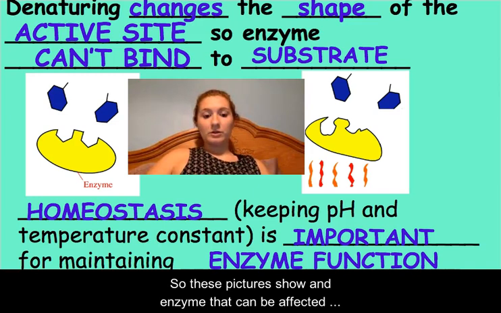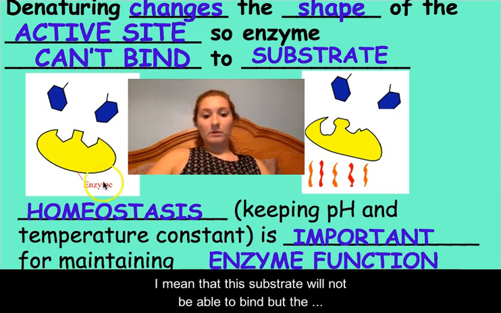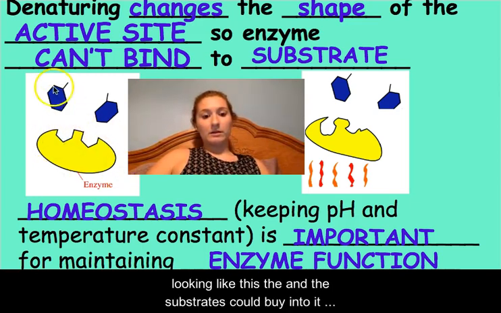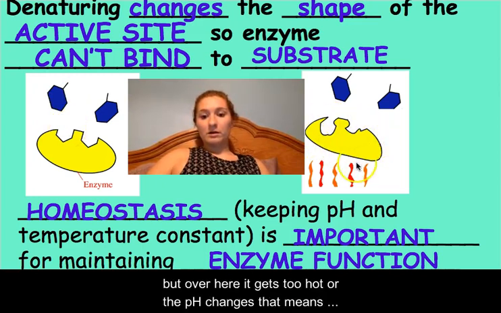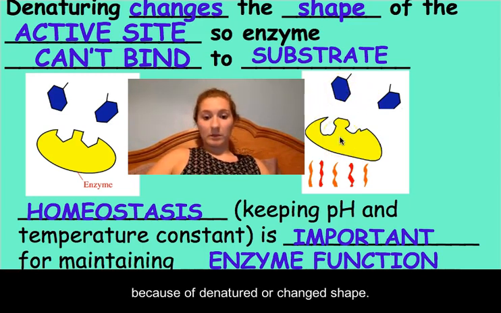Alright, so these pictures show an enzyme that can be affected by the change in temperature or pH. The active site will change shape, meaning that this substrate will not be able to bind with the enzyme anymore. So here the enzyme started out looking like this. The substrates could bind to it, but over here, if it gets too hot or the pH changes, that means that they will not be able to fit in the enzyme anymore because it denatured or changed shape.